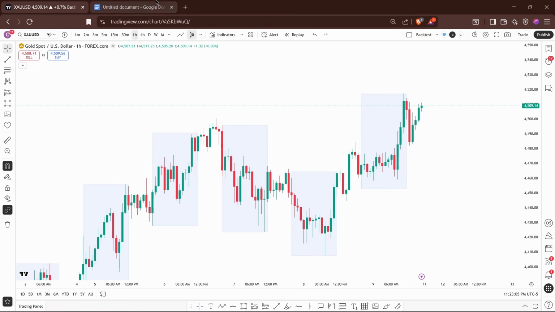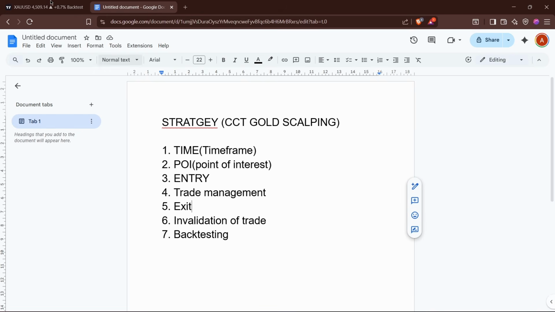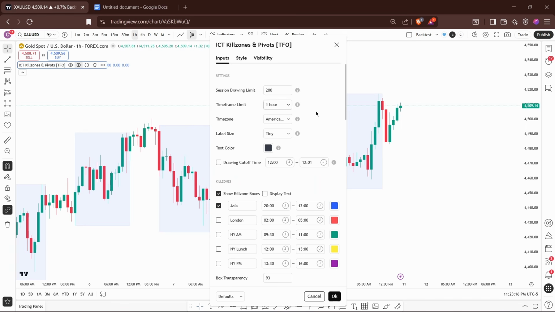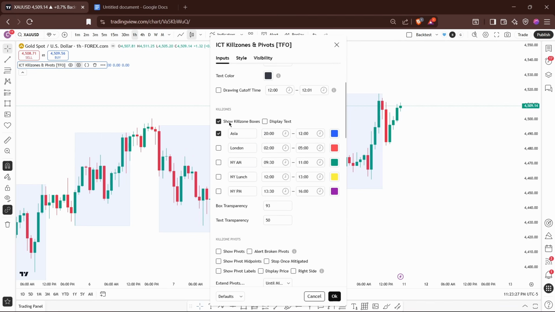Let's start from the first topic, which is time. You can see this is the session box, and for this you can use the ICT kill zone and pivot. Here you can see this is my setting. You have to select the time frame limit to the 1 hour time frame, and then you can see this is the ACI session, so we will change this to trade time like that.